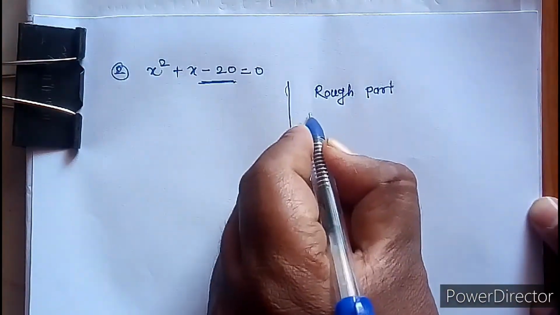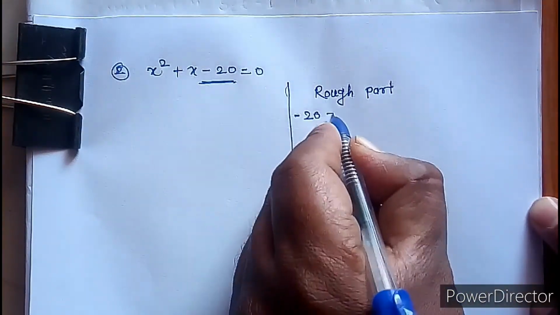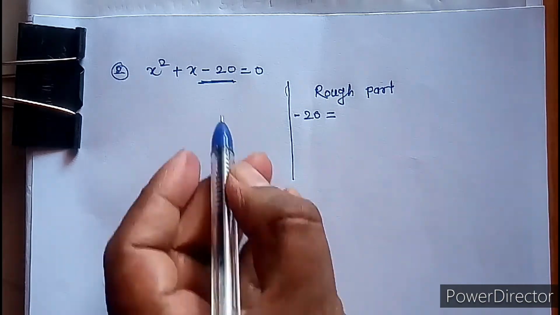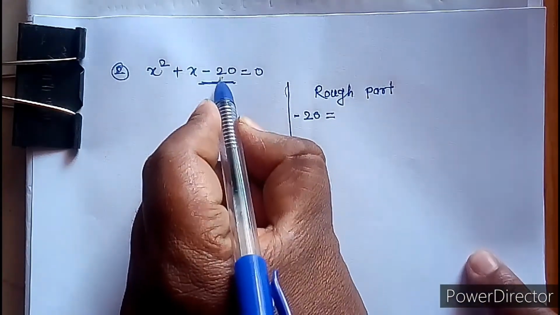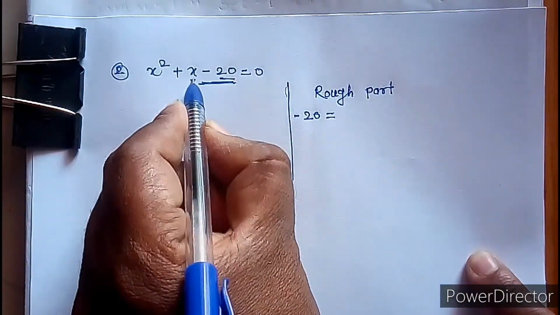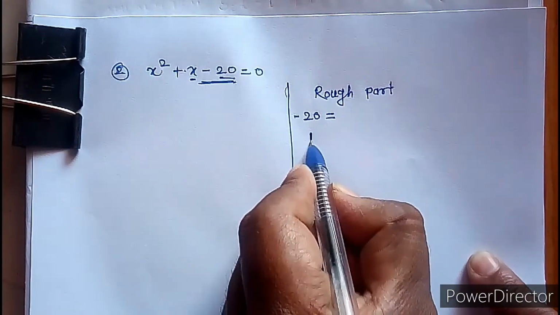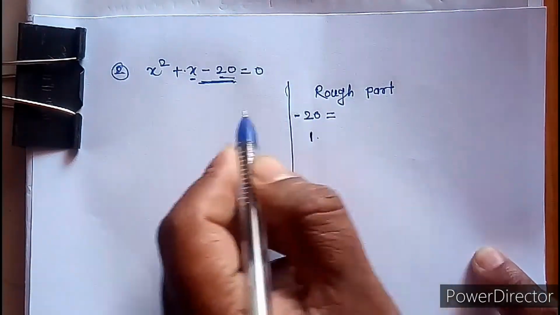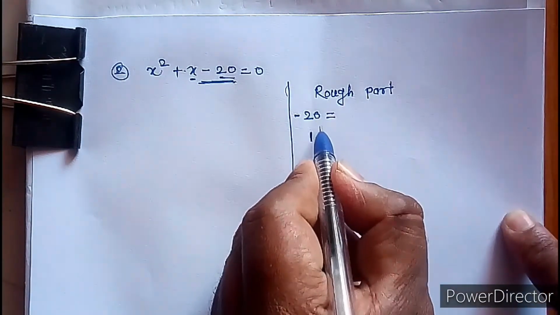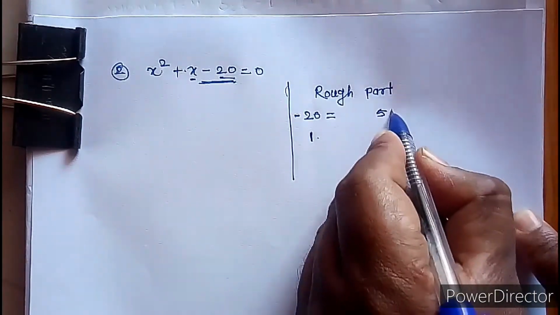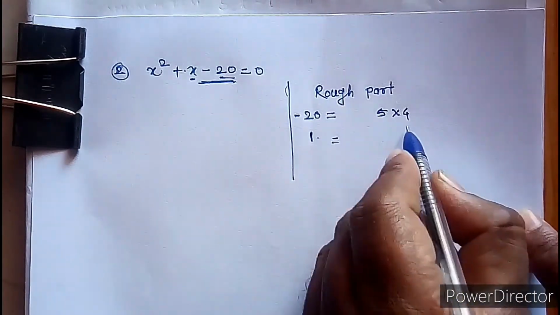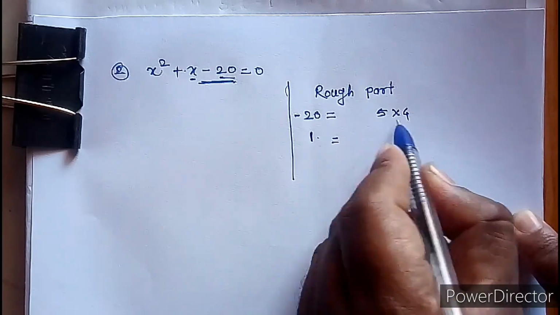Now this minus 20, we have to factorize minus 20 in such a way that their multiplication will be minus 20, and here the coefficient of x is 1, therefore the sum will be plus 1. What will be the factors of minus 20? That will be 5 into 4, but here the sum will be 9, which means these factors are not allowed.